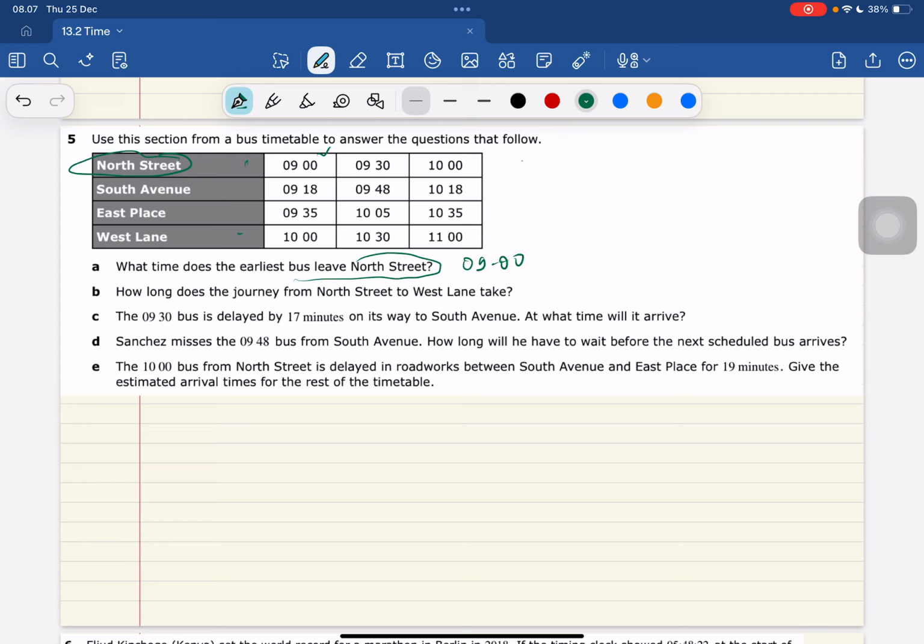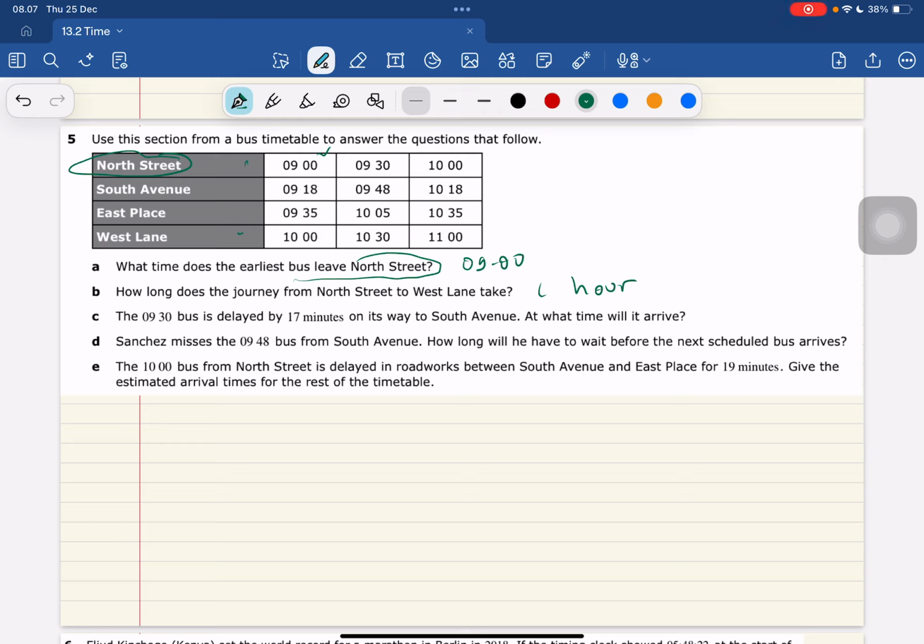So let us count from 9 o'clock to 9:18. Okay, 1 hour. Whether 9 to 10. So this is 1 hour.